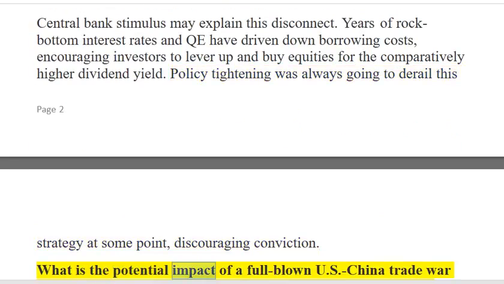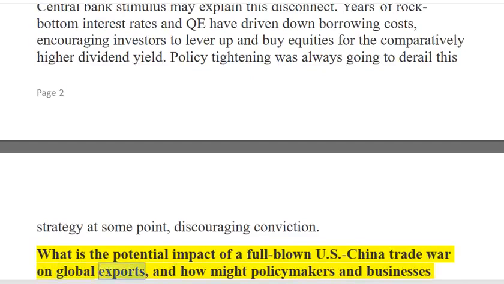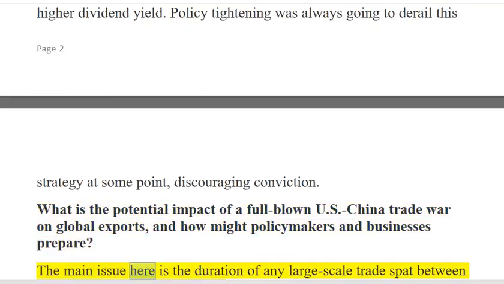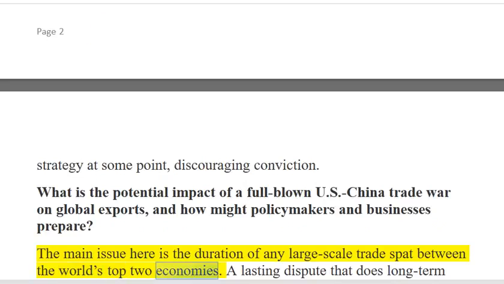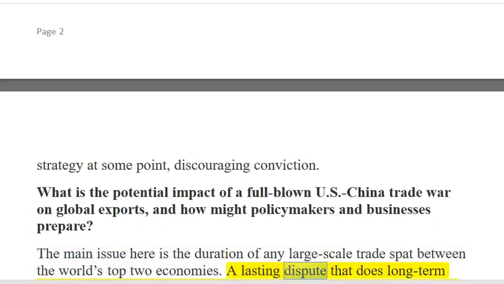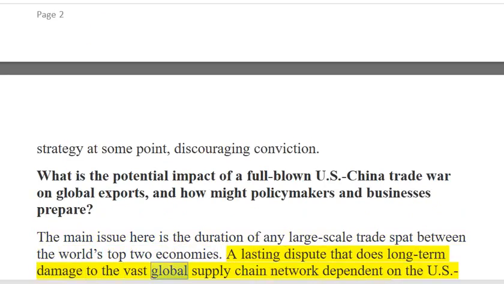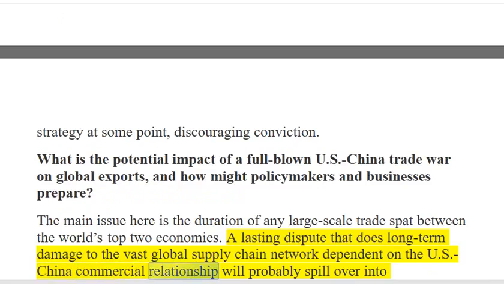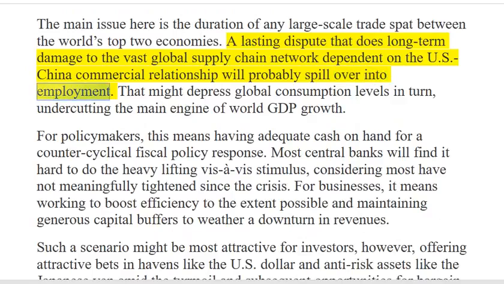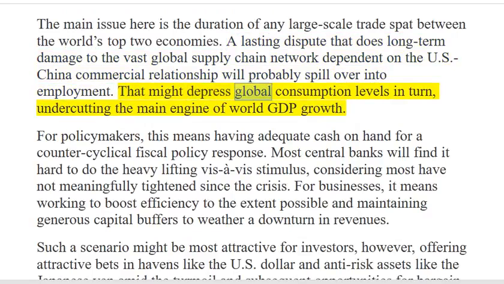What is the potential impact of a full-blown U.S.-China trade war on global exports, and how might policymakers and businesses prepare? The main issue here is the duration of any large-scale trade spat between the world's top two economies. A lasting dispute that does long-term damage to the vast global supply chain network dependent on the U.S.-China commercial relationship will probably spill over into employment. That might depress global consumption levels in turn, undercutting the main engine of world GDP growth.